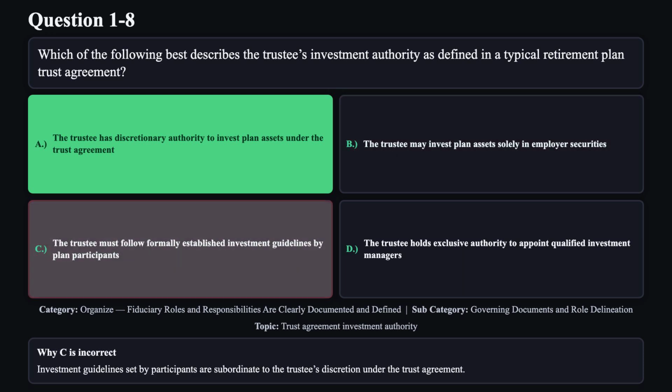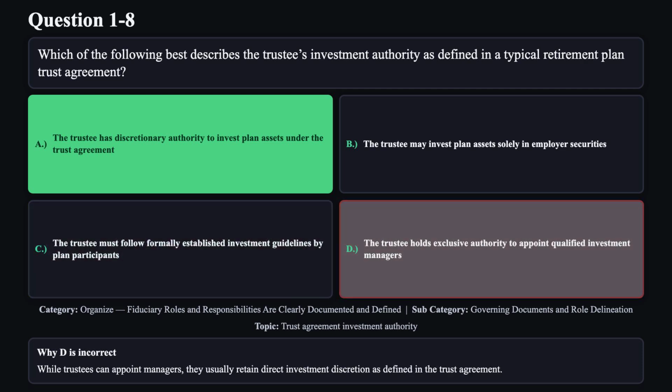Reason C is not correct. Investment guidelines set by participants are subordinate to the trustee's discretion under the trust agreement. Reason D is not correct. While trustees can appoint managers, they usually retain direct investment discretion as defined in the trust agreement.